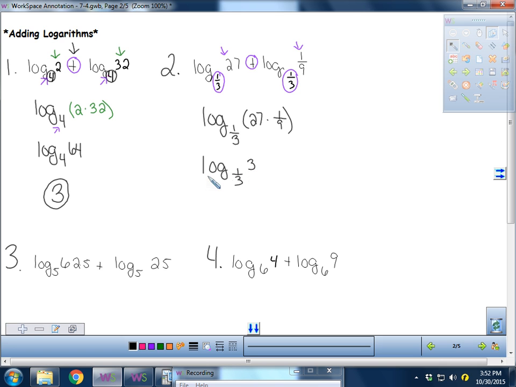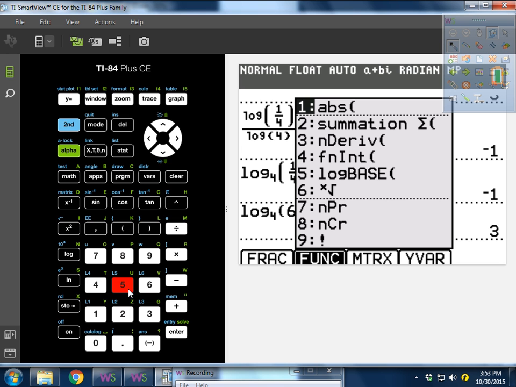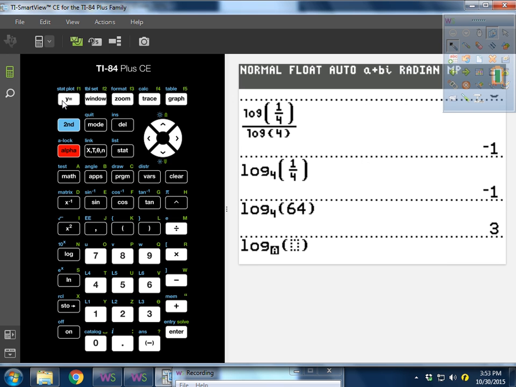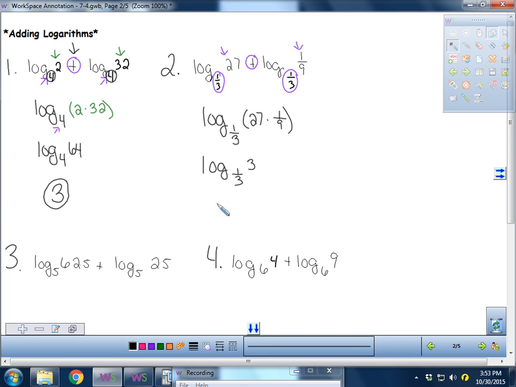Again, I plug that directly into my calculator. Alpha window, option 5. Put a fraction down there. You don't have to use the fraction boxes, but you can. So we've got log base 1/3 of 3. Make sure you arrow over. And you get -1.